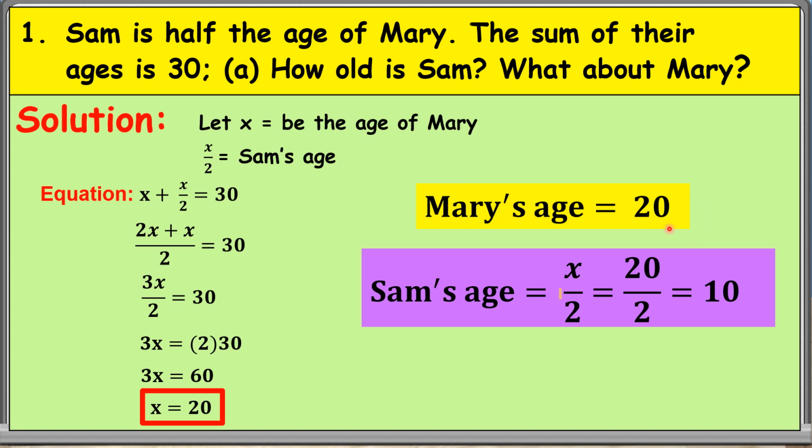So, that means tama. And kalahati po daw yung age ni Sam ng age ni Mary. Kalahati ba ng 20 ay 10? Opo, tama po. So, that means tama na po yung ating solution sa ating problem. Okay?